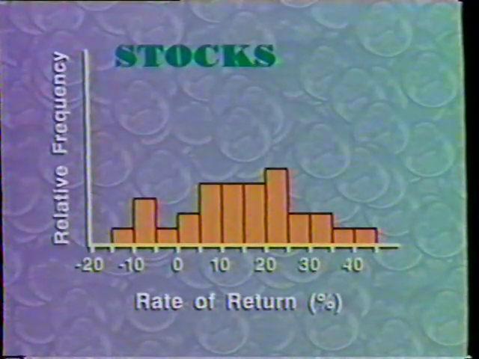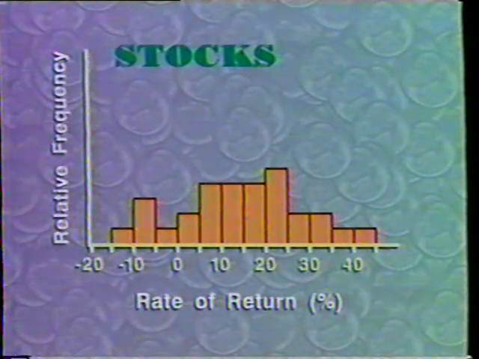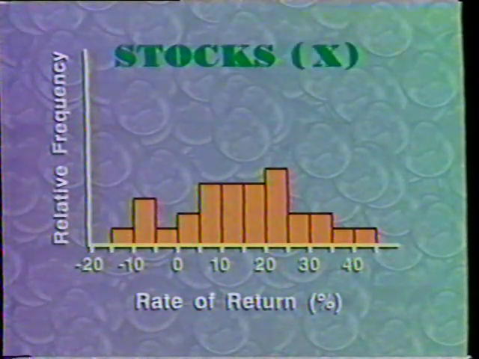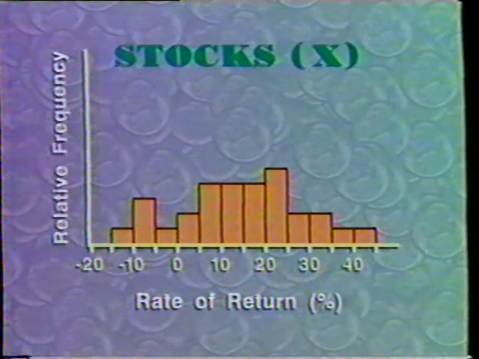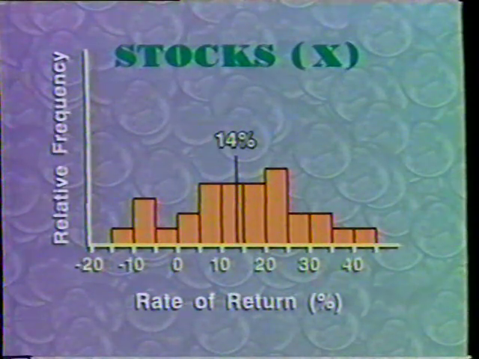Here's a relative frequency histogram for the average rate of return on common stocks over the past 30 years. We'll call this random variable X. You can tell immediately that the variation is wide, from a loss of 15% to a gain of 43%. You can also see that the mean is relatively high, about 14%.